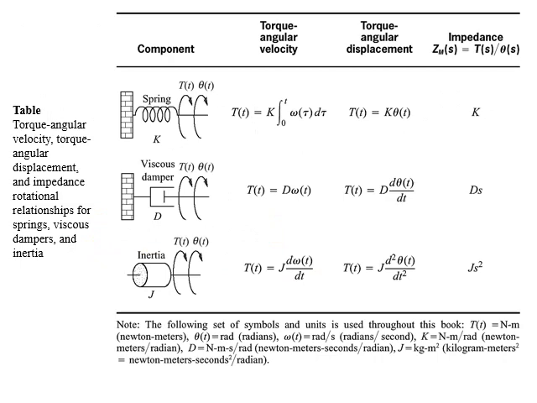Here is a table for passive linear components like spring, viscous damper, and inertia, and this table defines the torque to angular velocity relation for spring, viscous damper, and inertia, the torque to angular displacement relation for spring, viscous damper, and inertia, and in the last column we have the impedance for spring, viscous damper, and inertia.